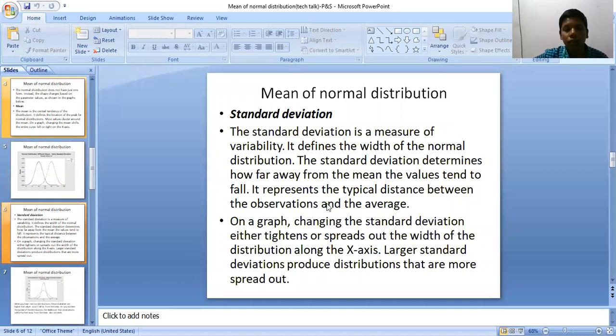Standard deviation. The standard deviation is a measure of the variability. It defines the width of the normal distribution. The standard deviation determines how far away from the mean values tend to fall. It represents the typical distance between the observations and the average. On a graph, changing the standard deviation either tightens or spreads out the width of the distribution on the x-axis. Larger standard deviations produce distributions that are more spread out.